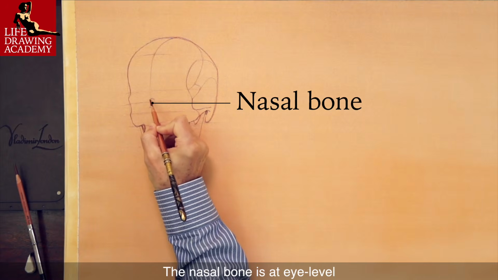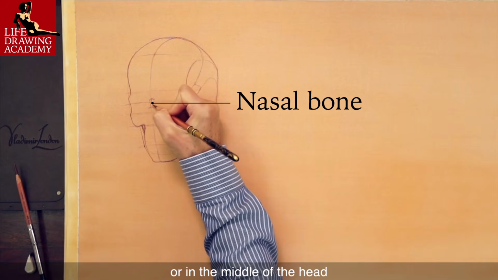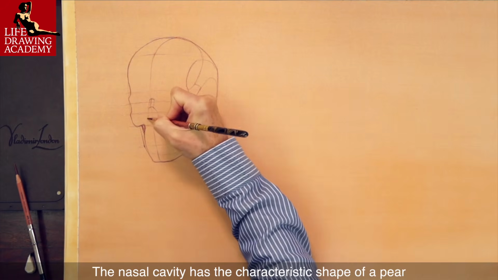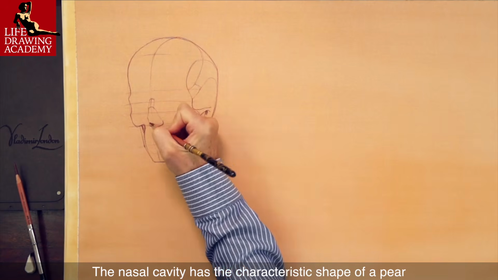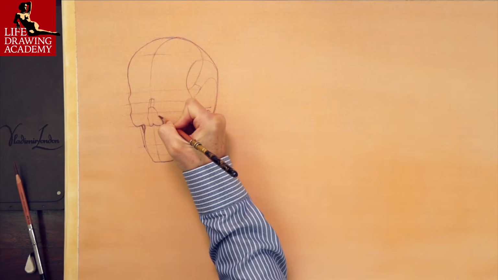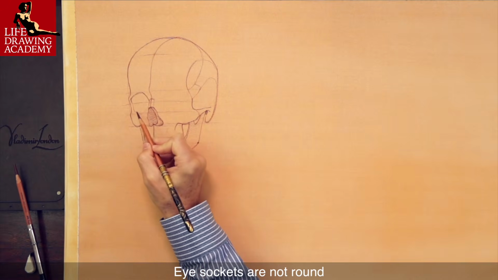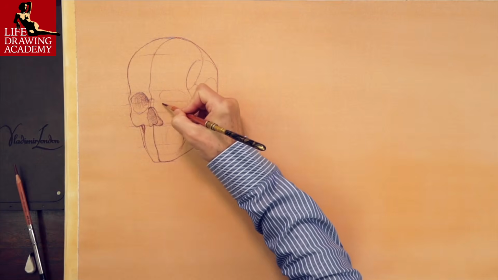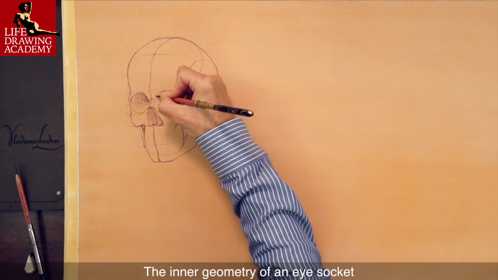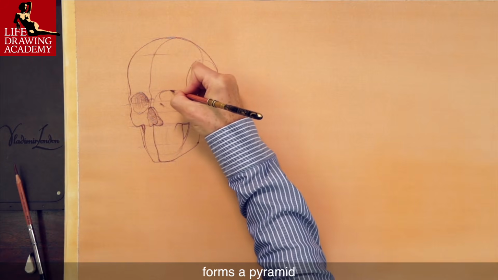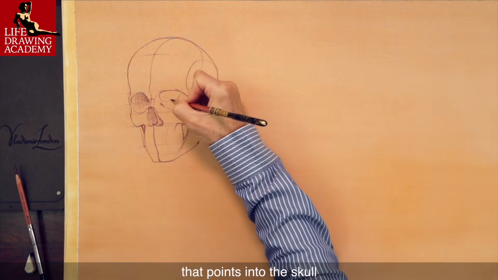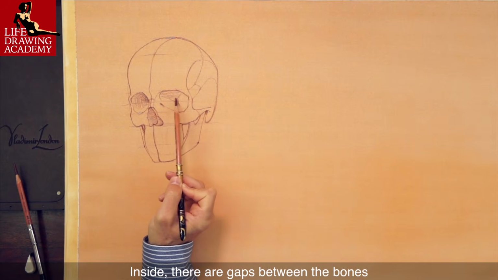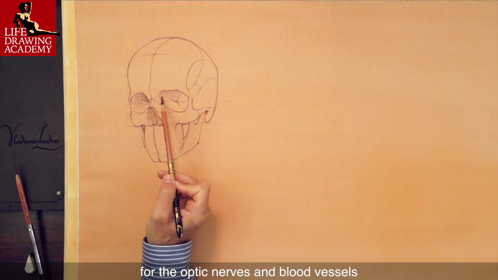The nasal bone is at eye level, or in the middle of the head. The nasal cavity has the characteristic shape of a pear. Eye sockets are not round. Their shape resembles a trapezoid. The inner geometry of an eye socket forms a pyramid that points into the skull. It consists of several bones. Inside, there are gaps between the bones for the optic nerves and blood vessels.